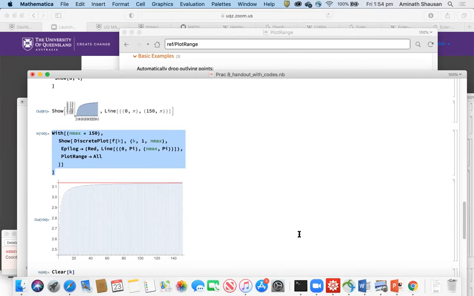Any questions? No, you are trying to approximate. So you would take finite sums and then increase n.